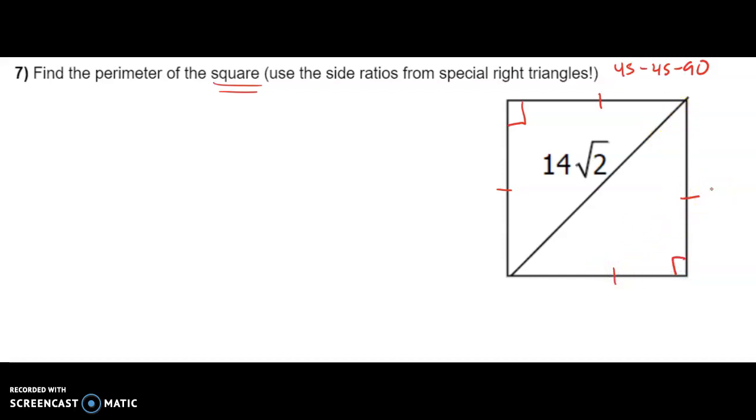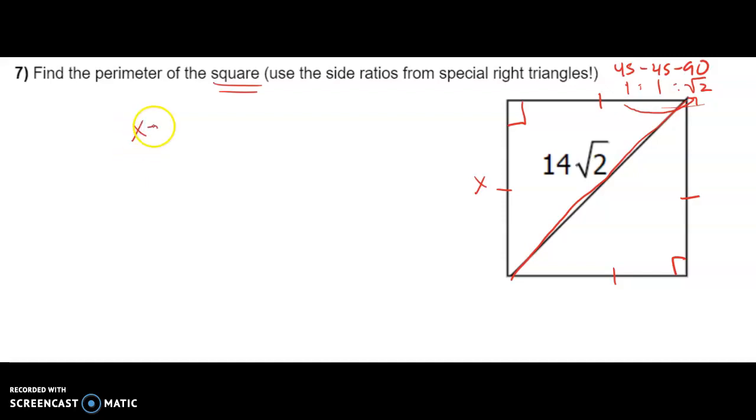All right, once we figure out one side, it's nice and easy. We have all the sides, so we can find the perimeter. So if my hypotenuse here is 14 root 2, if I take one of the sides, using these side ratios, take one of the legs and multiply it by root 2, then I get my hypotenuse. So let's call this one x. If that one's x, all of them are x.